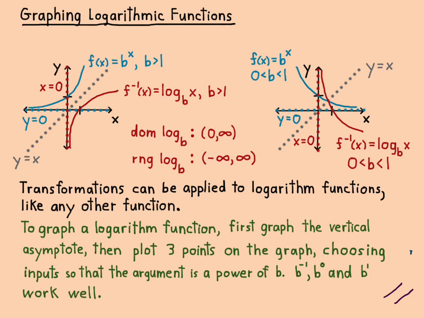And so I would use b to the -1, b to the 0, and b to the 1, just because it makes for nice points for your graph. It makes it easy to graph. And so we'll do an example on the next video.